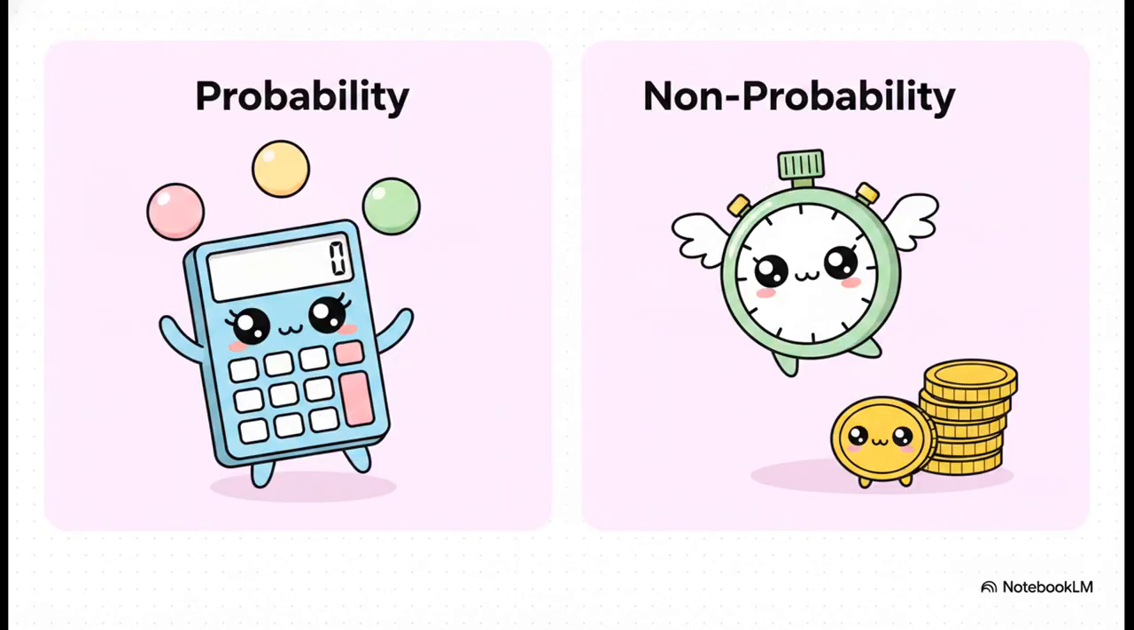We basically have two main toolboxes to pull from here. On one side, we have probability sampling. This is the rigorous gold standard where every single member of a population has a calculable chance of being selected, which systematically strips out bias. On the flip side, we've got non-probability sampling. Here, selection is based on human judgment or just plain convenience. You're trading that perfect generalizability for practical speed and much lower costs.